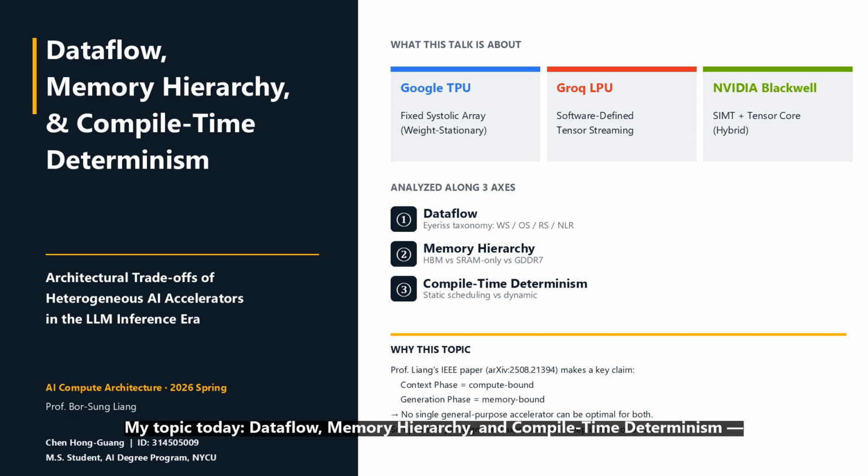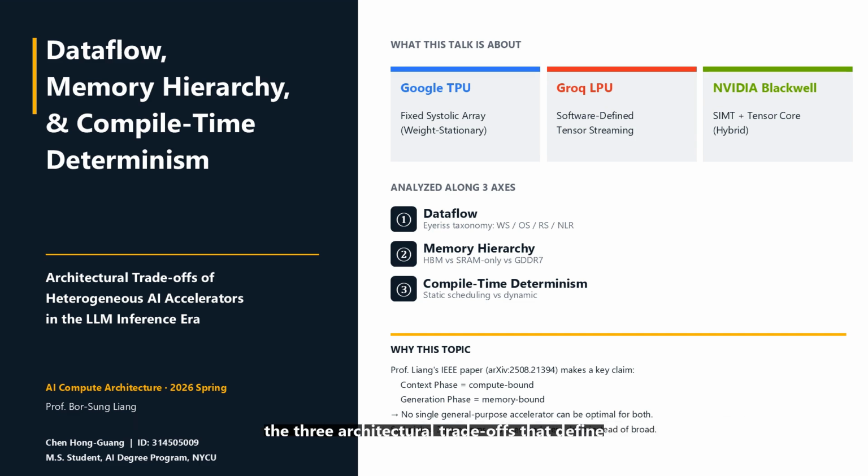314505009. My topic today: Dataflow, memory hierarchy, and compile-time determinism. The three architectural trade-offs that define heterogeneous AI accelerators in the LLM inference era.